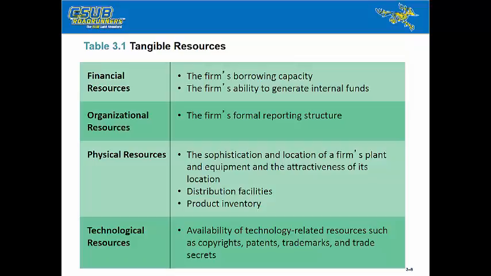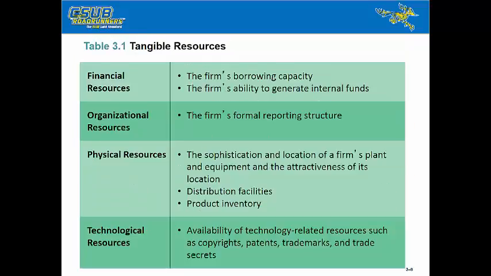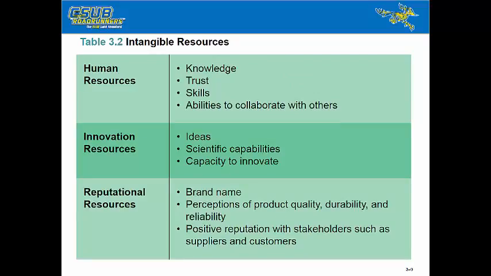You could also look at the technological resources of the company you're analyzing and take a look at things like copyrights, patents, trademarks, other types of intellectual property that the company possesses. And then those are tangible resources, things you can touch or quantify in some way. You could also base your internal competitiveness on intangible resources like your human resources. So the knowledge of your staff, trust among workers, the skills that your employees have, or the ability that they have to cooperate or collaborate with each other.